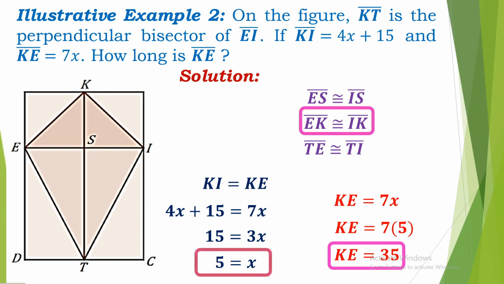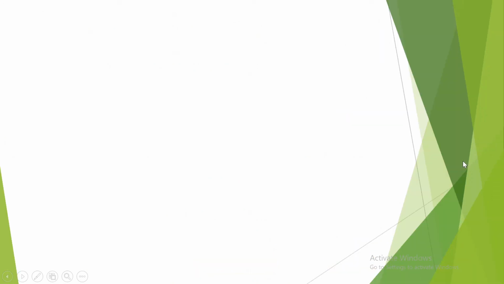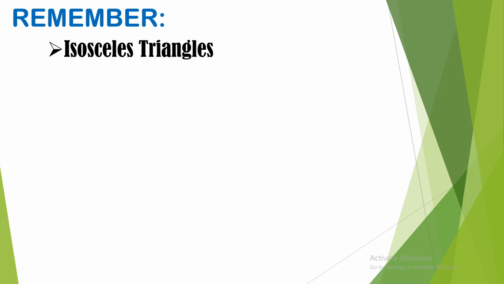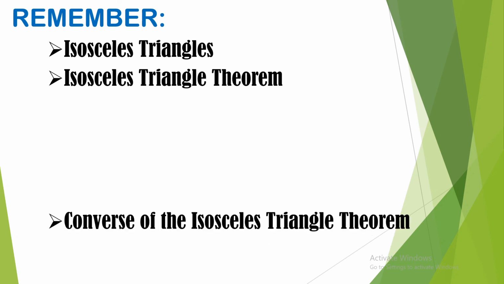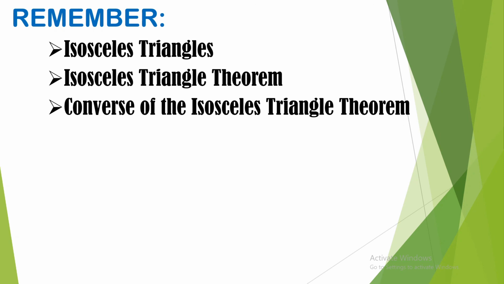But before we end this video, remember that isosceles triangles are triangles with two congruent sides. The isosceles triangle theorem states that if two sides of a triangle are congruent, then the angles opposite them are also congruent. So, the converse of the isosceles triangle theorem states that if two angles of a triangle are congruent, then the sides opposite them are also congruent.